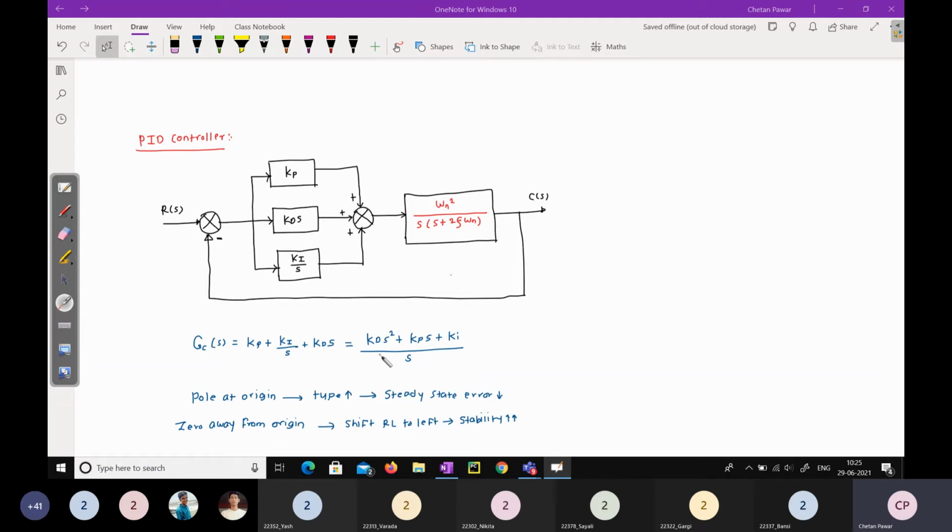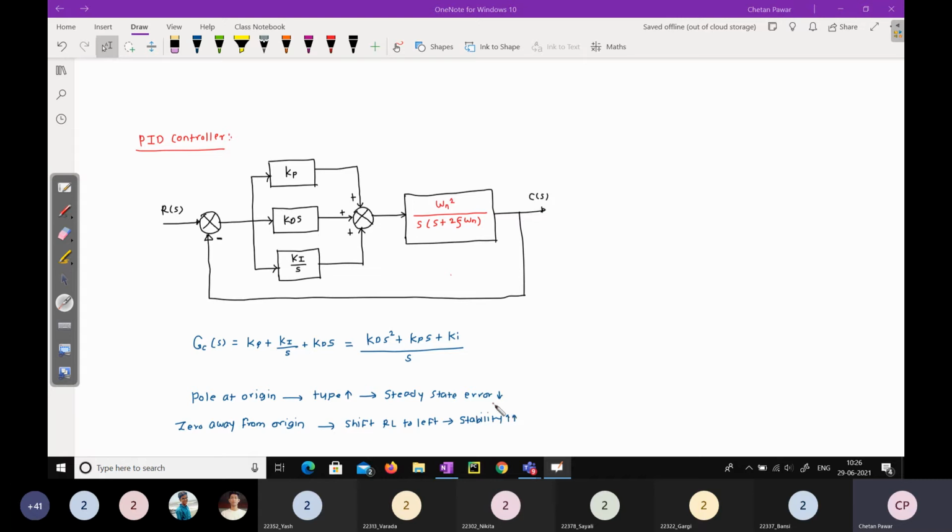So here you can see there are two finite zeros, and one pole at origin. If there is a pole at origin, the type of the system is increased and the steady state error is decreased. Now there are zeros which are away from the origin. If zeros are away from the origin, what will happen? Root locus will shift to the left side. Stability will increase. So we are getting both the advantages. Steady state error is decreasing and stability is also increasing.